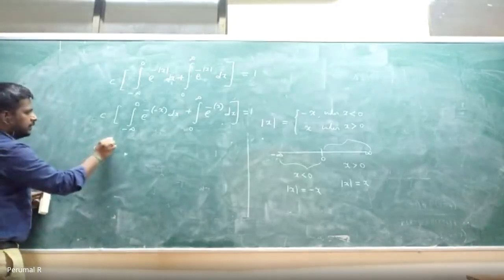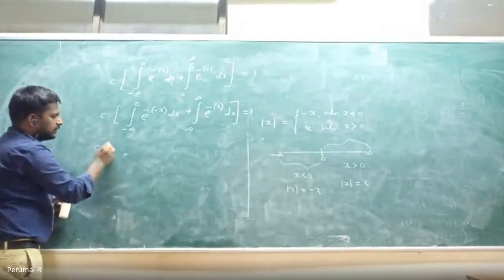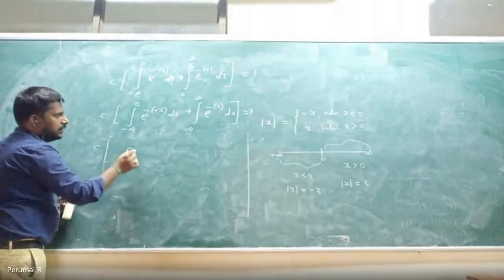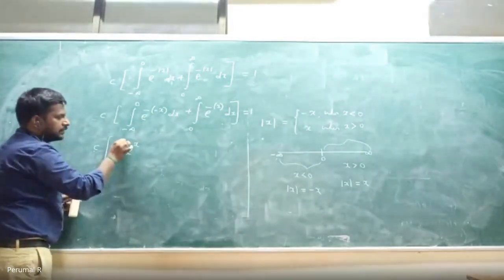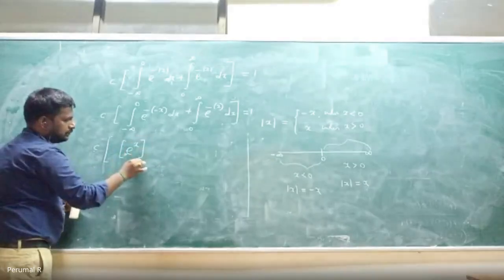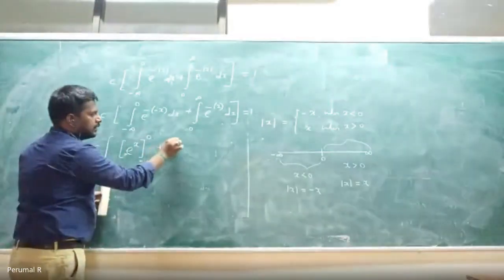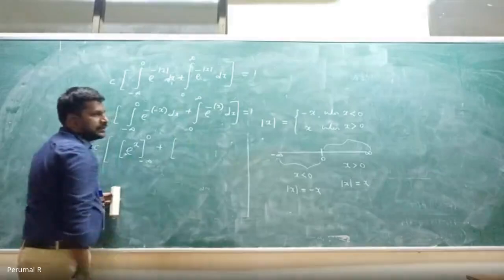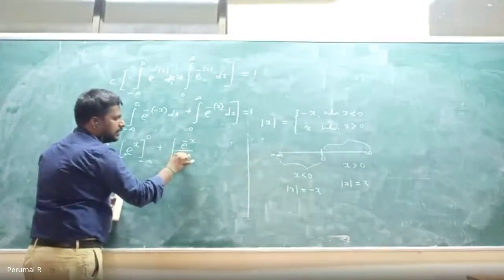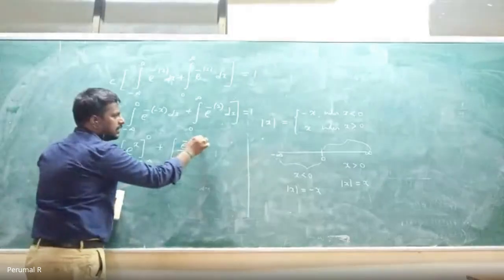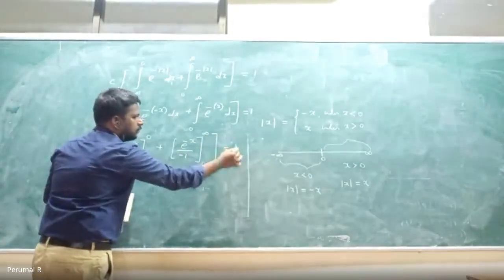Here this is e power x. What is the integration of e power x? E power x integration is e power x, with limit from minus infinity to 0. Here e power minus x. What is the integration of e power minus x? E power minus x by minus 1, with limit from 0 to infinity, that should be equal to 1.